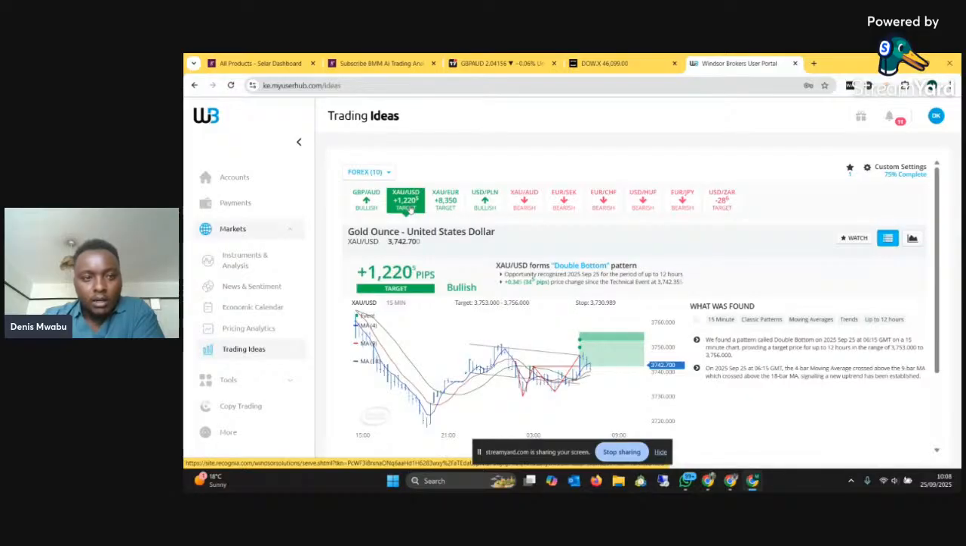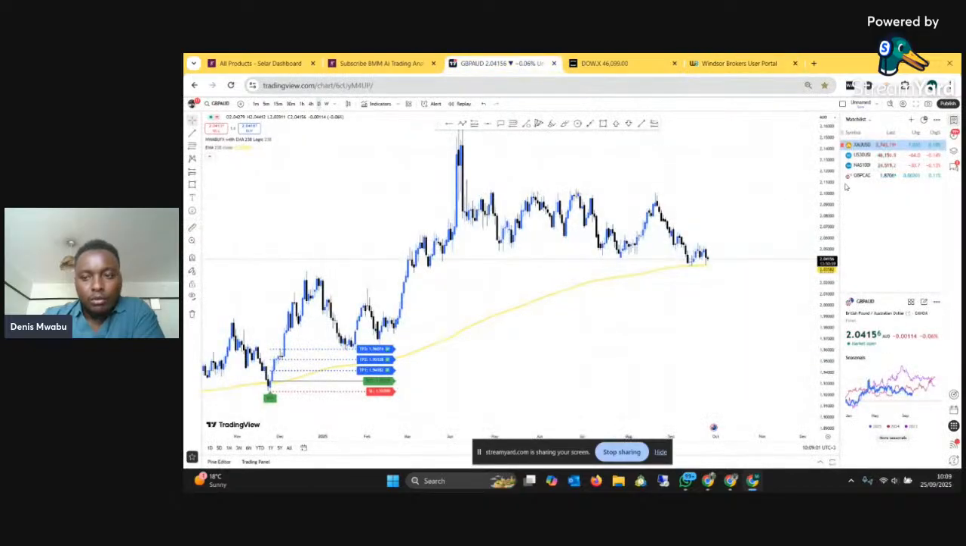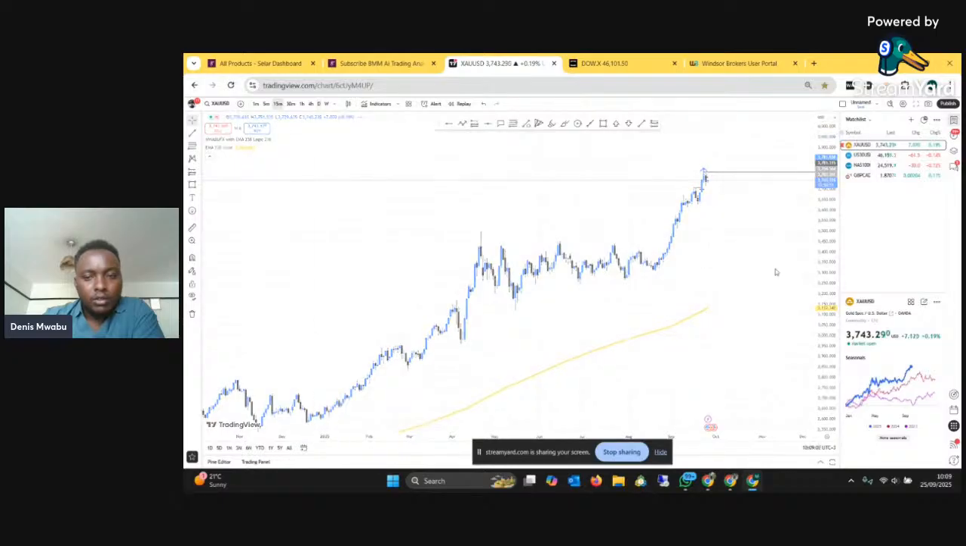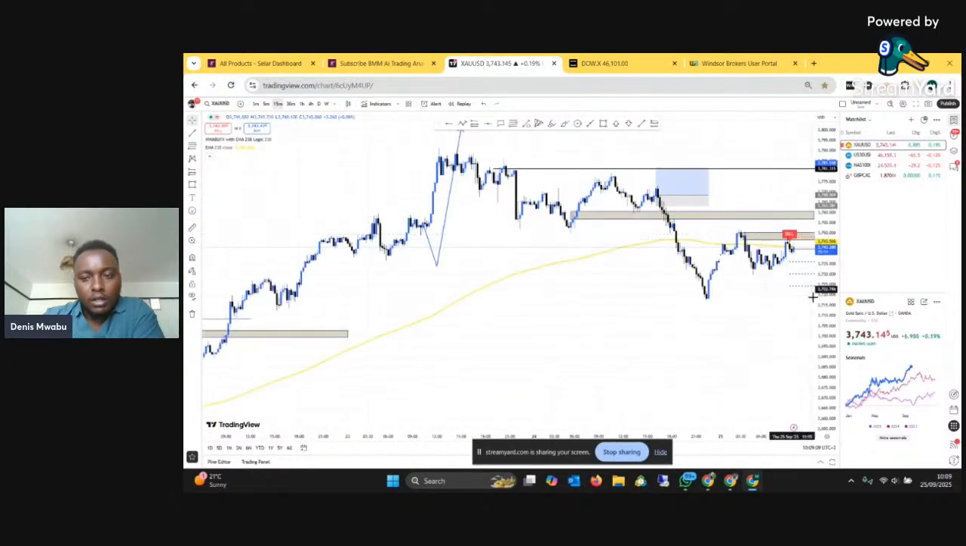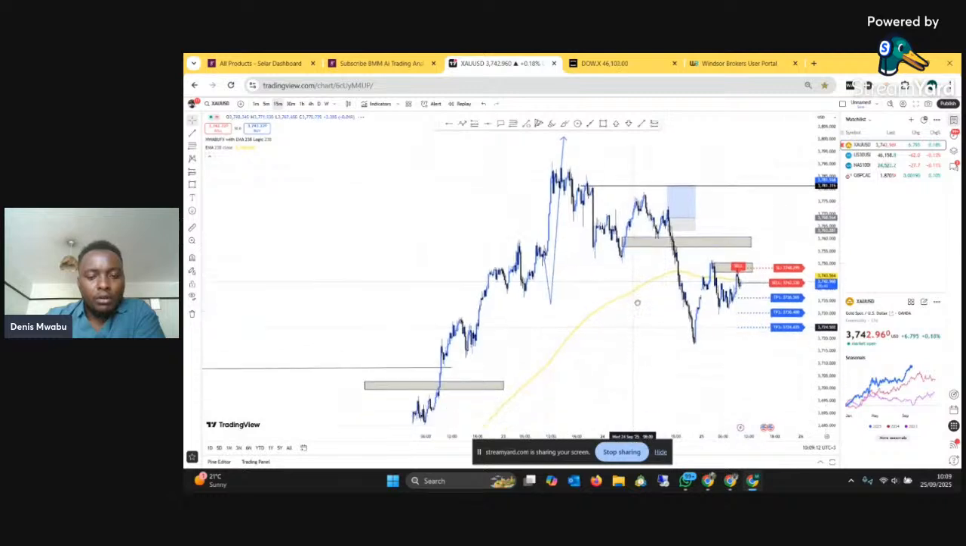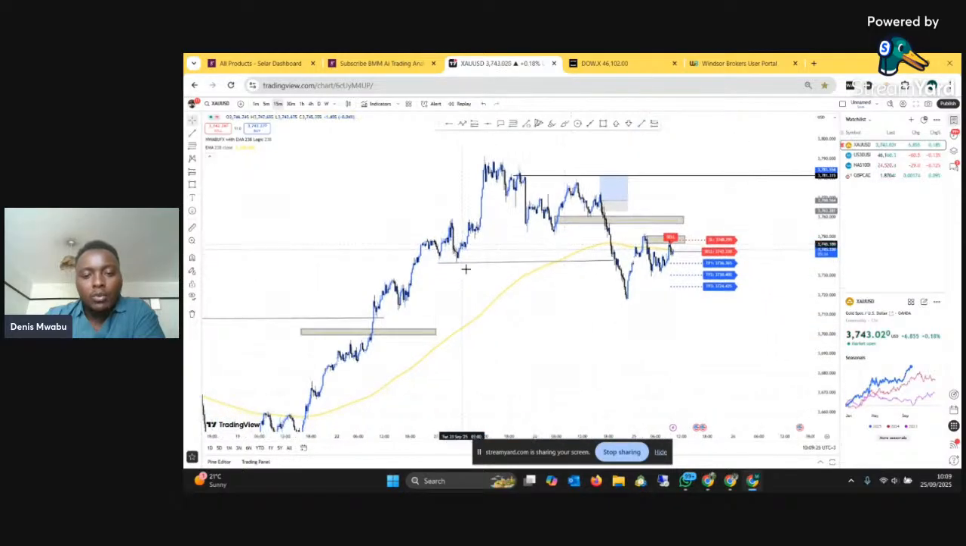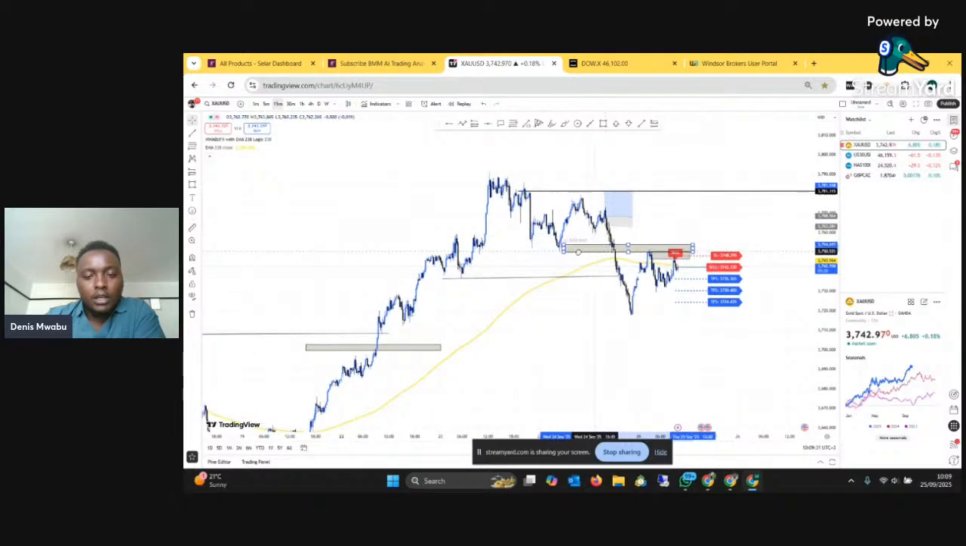It's giving us a double bottom. Okay, you see, remember I was telling you, just don't get into gold blindly. 15 minutes time frame, it's giving us a double bottom. So also for gold, you can see yesterday we had price breaking this particular low here, creating a new low. After creating a new low, it was also able to break this area here, which for me was an important area.